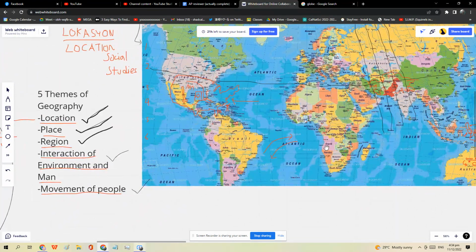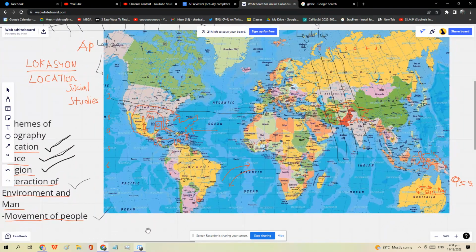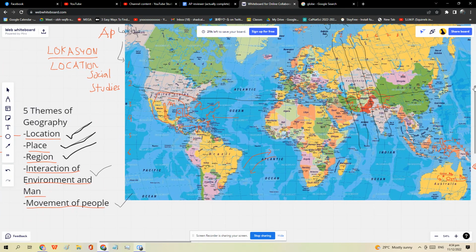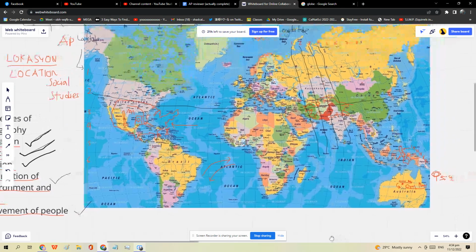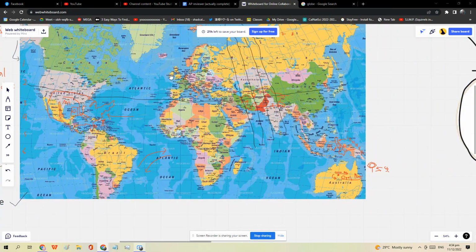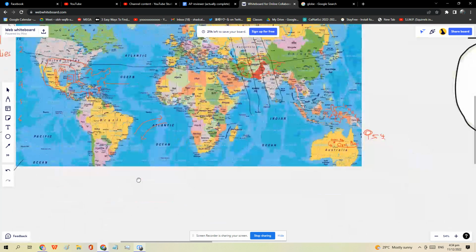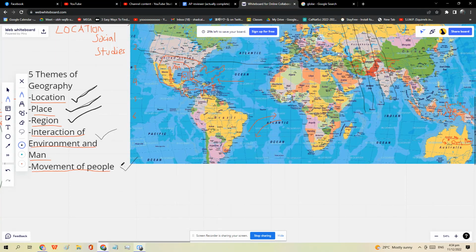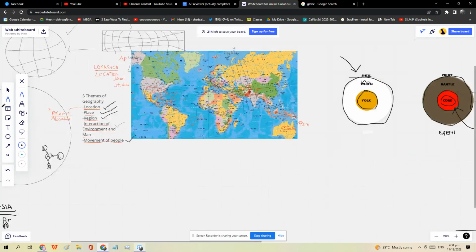And then movement of people, that's just Brazil goes to Africa, Africa goes to Brazil, like migration. In the same way that a lot of British people gave birth to the United States as a colony. So that's the five themes of geography.